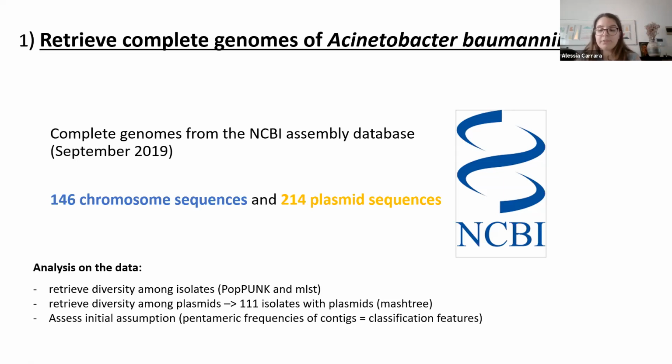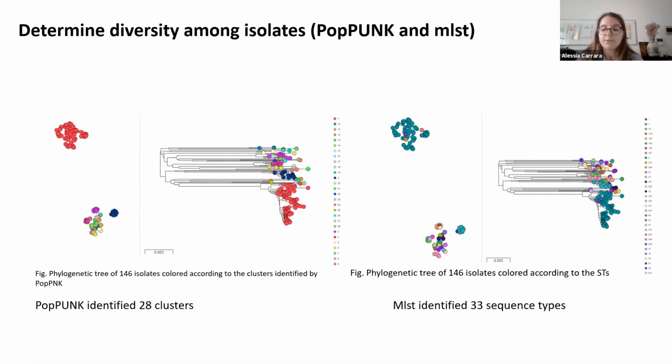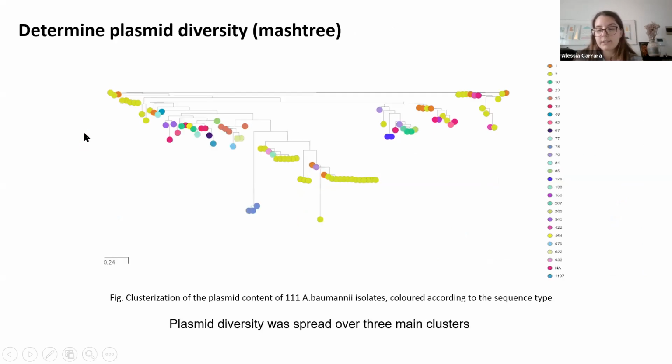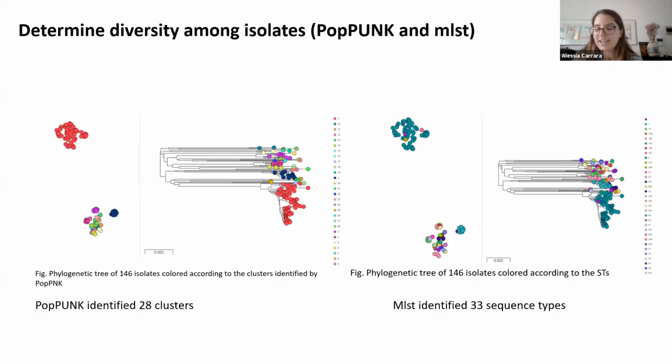On this data, we will perform some analysis to determine their quality. First, we check the diversity of the isolates. We use PopPUNK and MLST. In the picture, we have the trees, which have been built using the core genomes, while these others are clusterizations based on the accessory genomes. PopPUNK identified, as we can see here, 28 clusters, while MLST identifies 33 sequence types. The clusterizations were similar, so first we assessed that the methods were consistent.